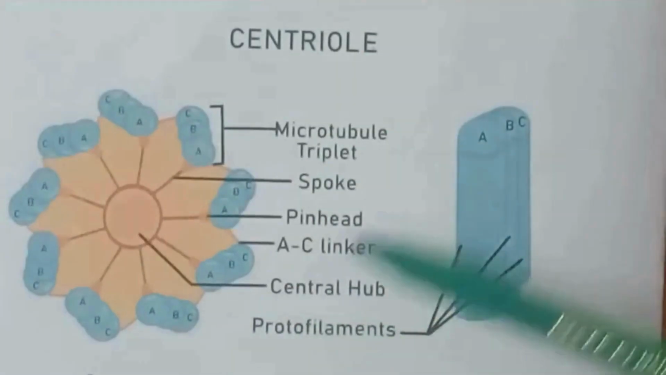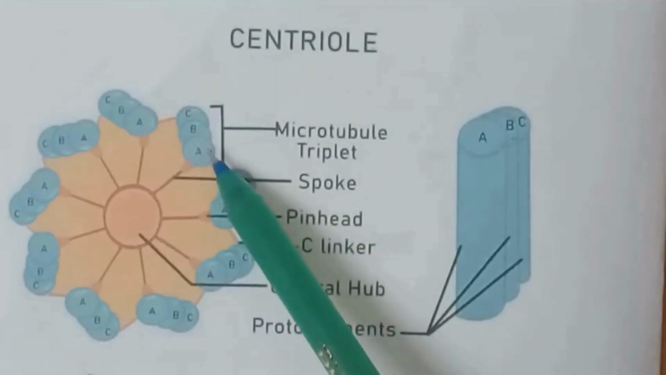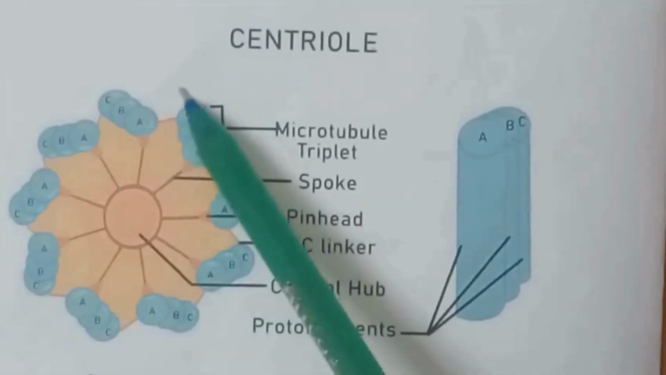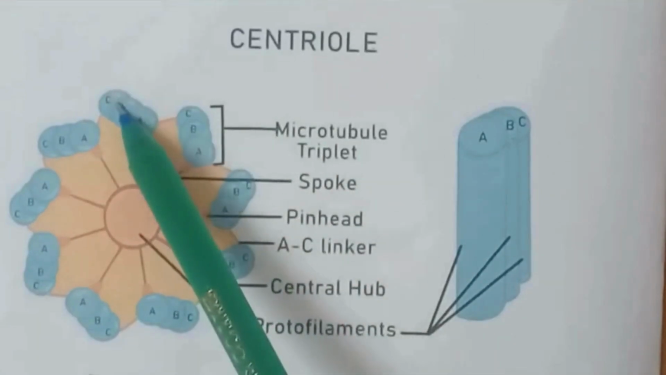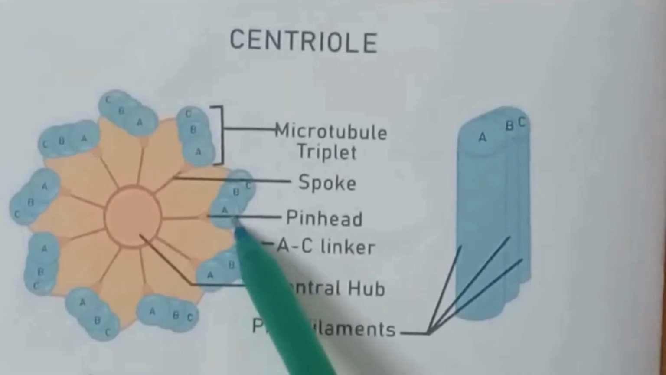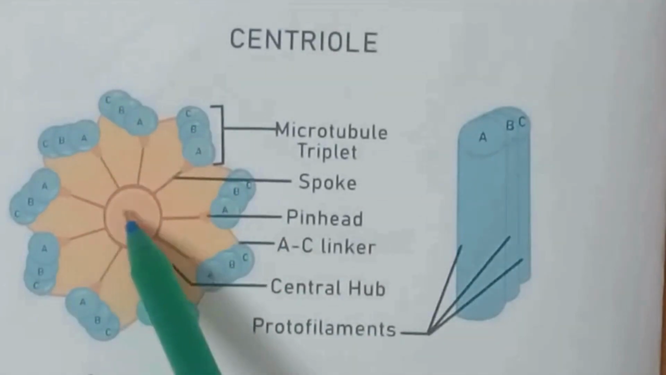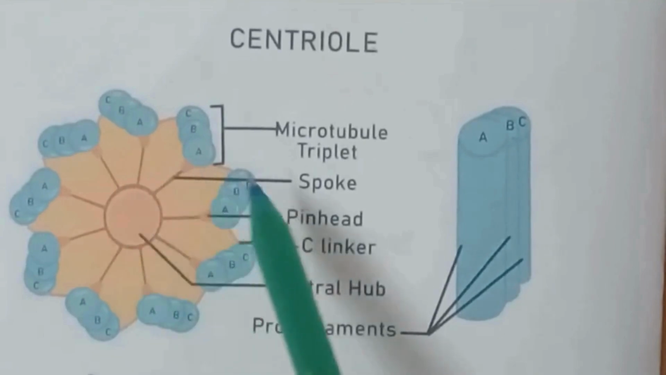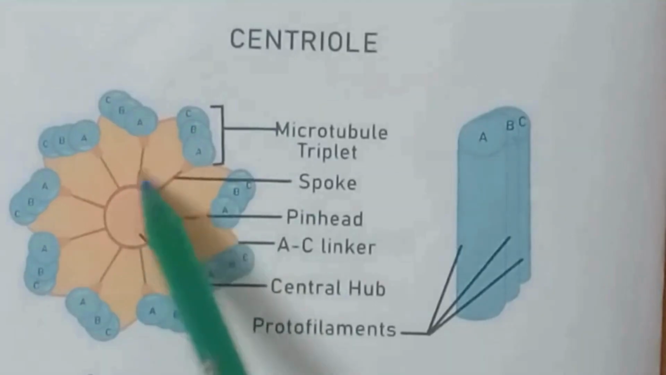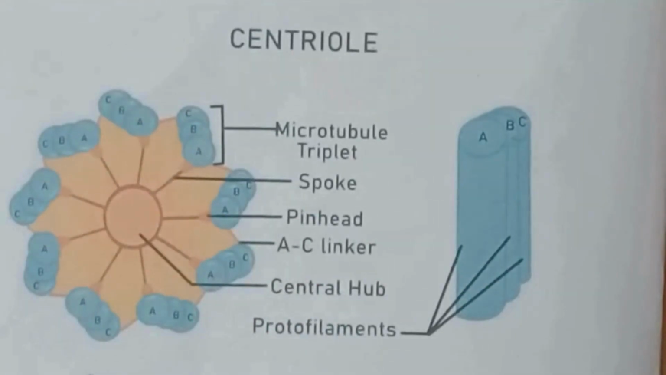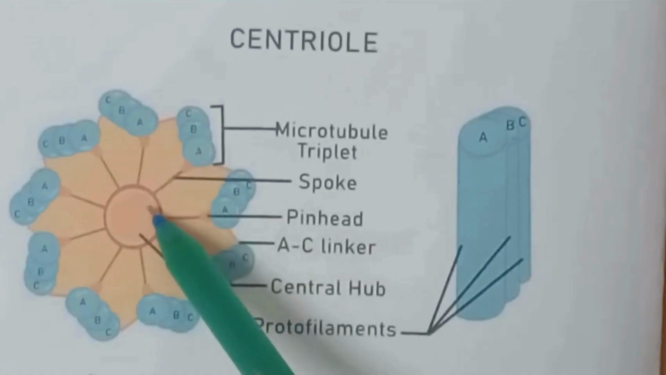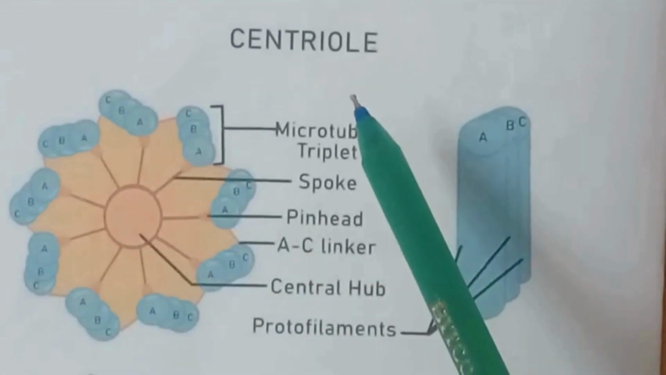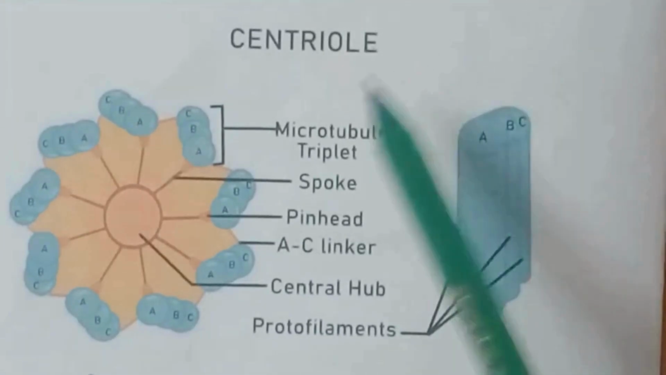Coming to the structure of the centriole, it has 9 evenly spaced peripheral fibrils known as triplet fibrils made up of tubulin protein, and these triplets are linked with adjacent triplets with the help of A-C linkers. It also has a central proteinaceous hub which is connected to these triplets with the help of radial spokes. These centrioles form the basal body of cilia and flagella, and spindle fibers give rise to the spindle apparatus during cell division.